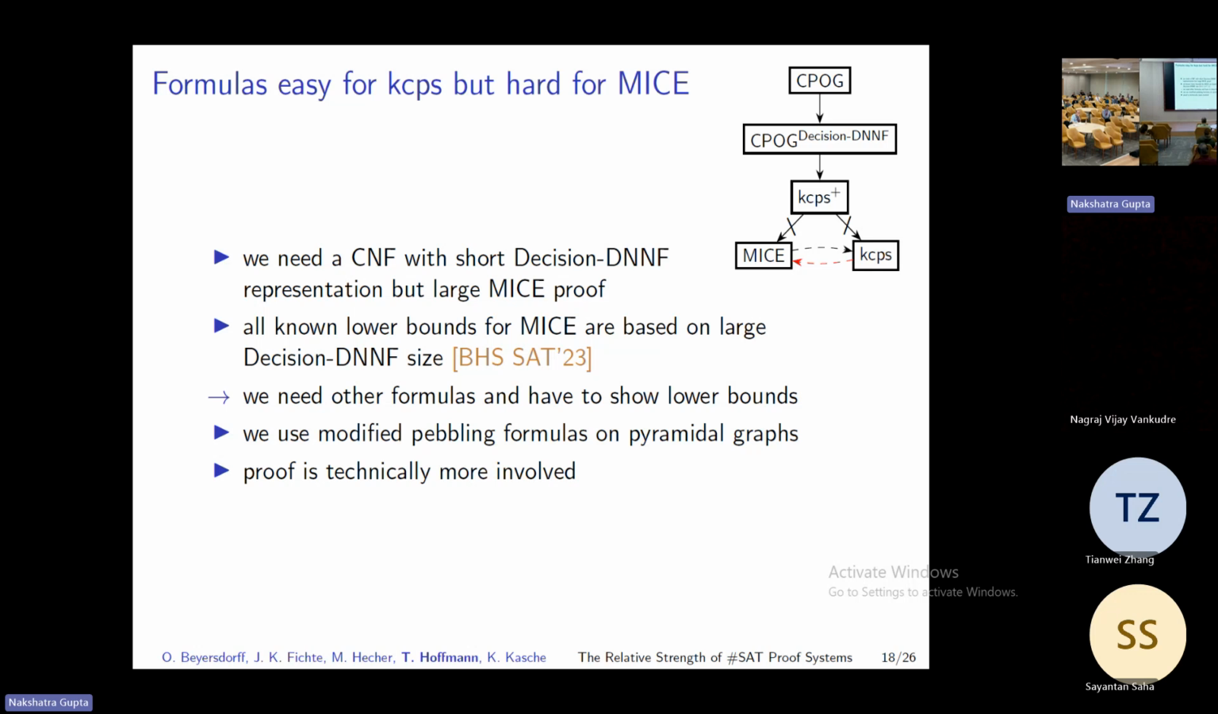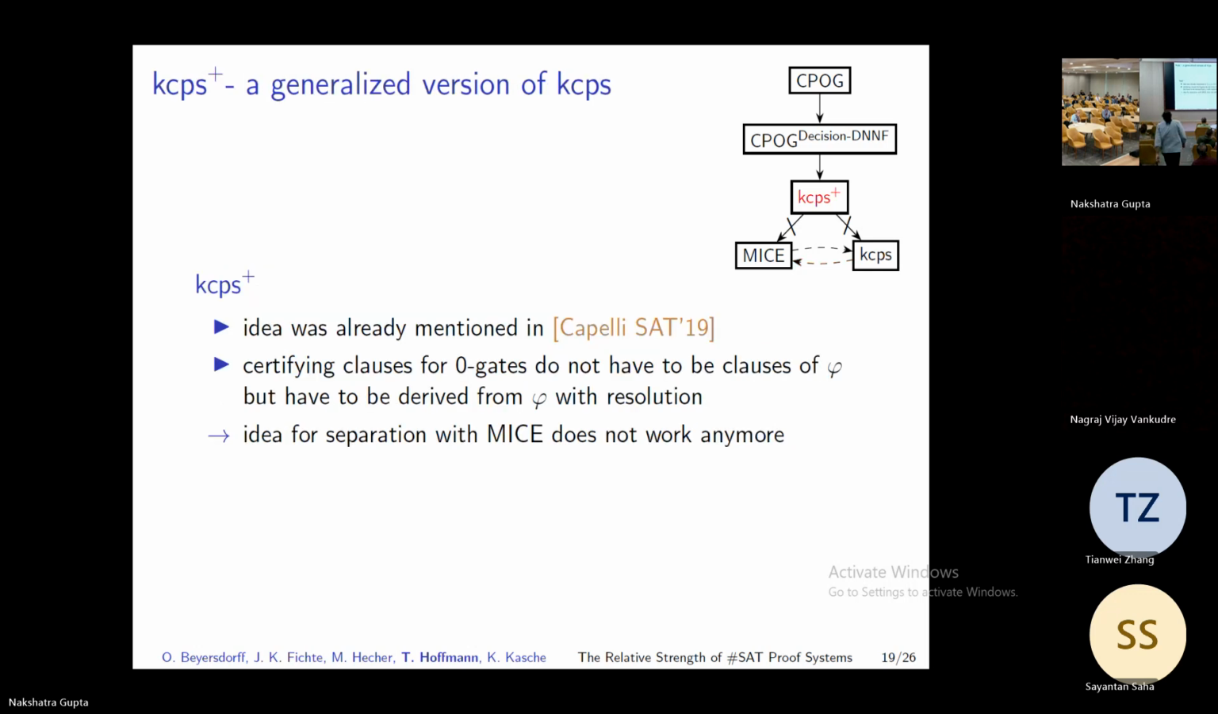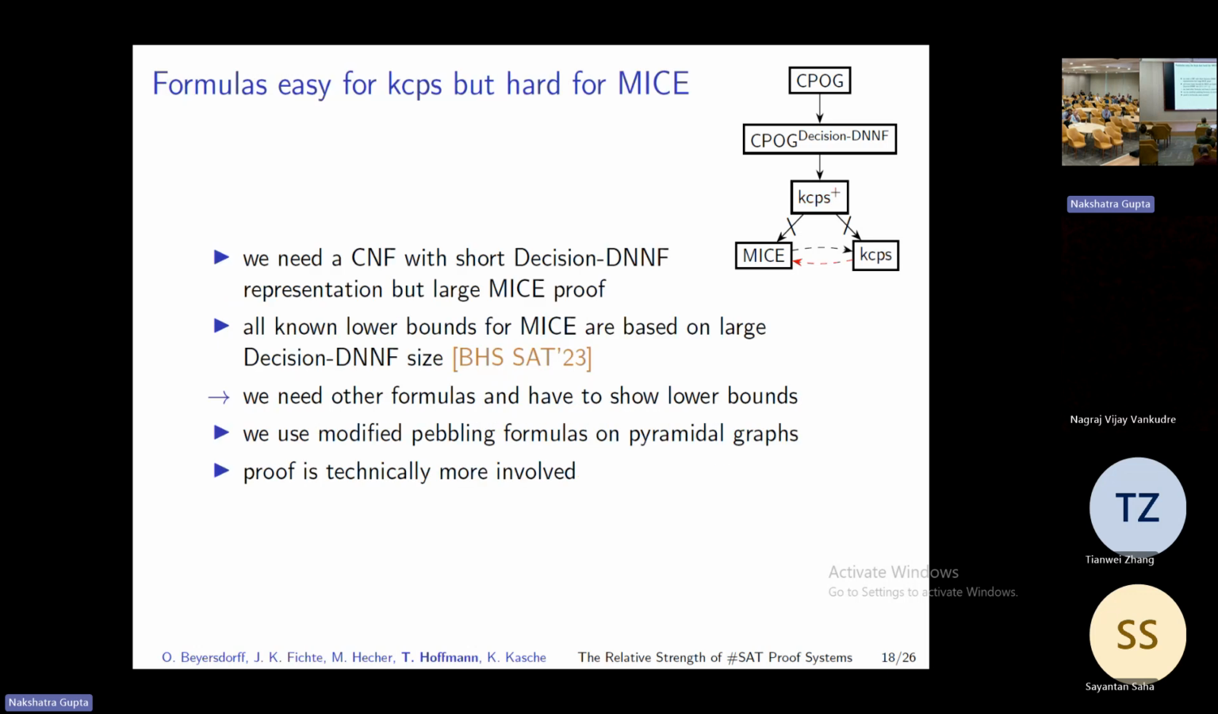On unsatisfiable formulas, mice is always just better because mice is equivalent to resolution and therefore always better than regular resolution.